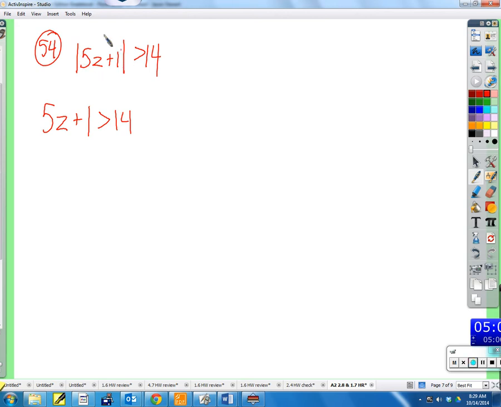What other kinds of numbers, when I take the absolute value of them, will be bigger than 14? 15, sure. We covered all those numbers that are bigger than 14. Are there any other numbers that, when I take the absolute value of them, come out to be bigger than 14? Numbers lower than negative 14, right? If I take the absolute value of negative 15, for example, is that bigger than 14? It is. 15 is bigger than 14. So if 5z plus 1 is less than negative 14, like negative 15, negative 16, negative 17, and so on, and that winds up being inside the absolute value, I take the absolute value of that negative number as positive, and that winds up being bigger than positive 14.